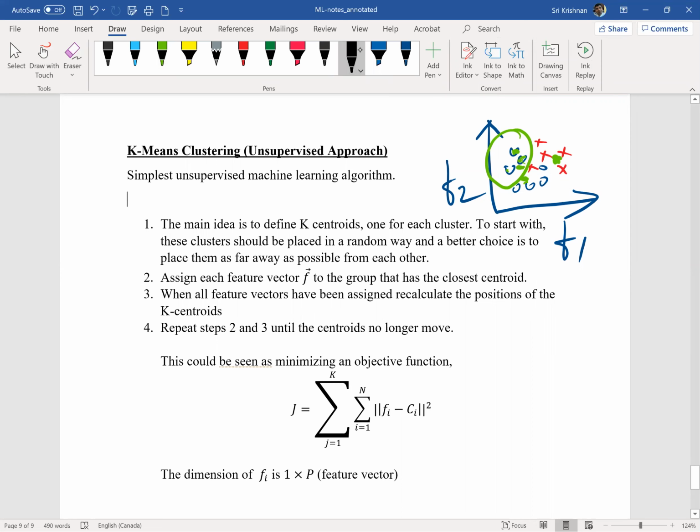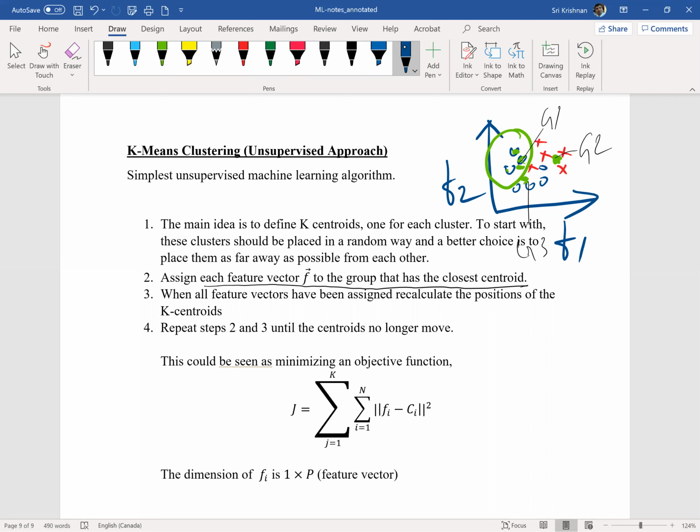They all will be classified as group 2. So this is, let's call group 1. This is group 2, and there's another one, group 3. So we would basically assign each vector to the group that has the closest centroid. That's the second step.